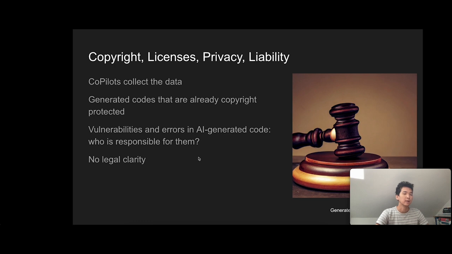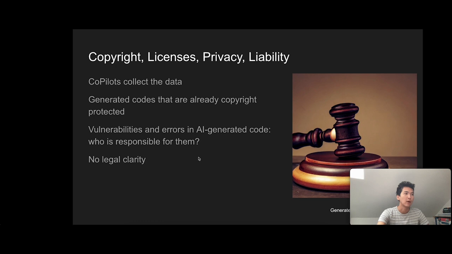So the code that is generated by copilots, let's say, some of it can already be copyright protected, and we could also be not aware of that. And that can pose a lot of issues if the code that was generated was already used somewhere else, and even copyright protected.